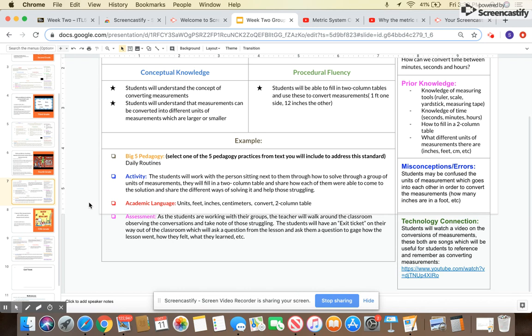Another perfect way to assess the students would be an exit ticket. I think exit tickets are great just to have, even a simple question such as, how did you feel about this lesson? Or were you a little confused? Or a thumbs up, thumbs down, how you felt about it. Exit tickets are really awesome. Daily routines would be perfect to help students build the fluency within this standard.